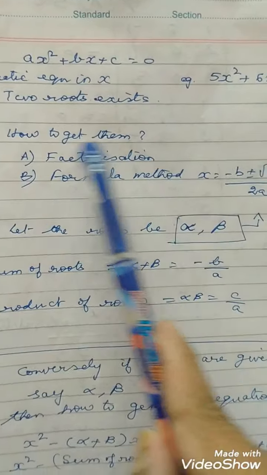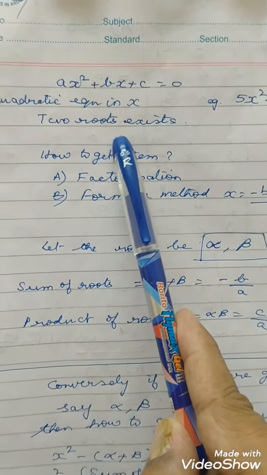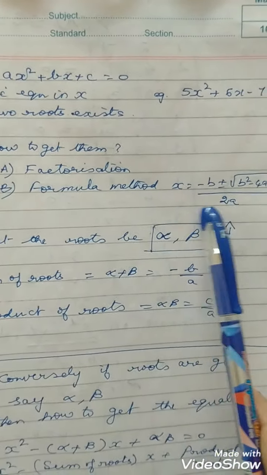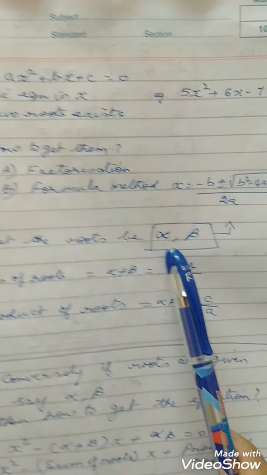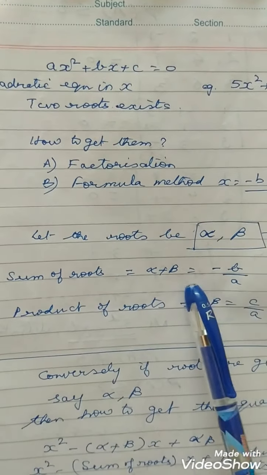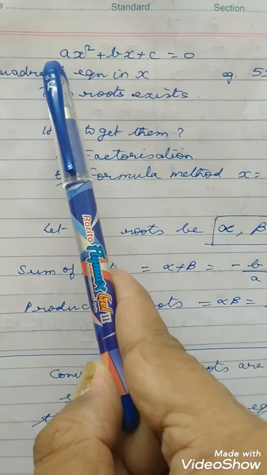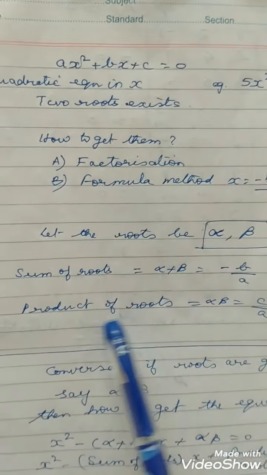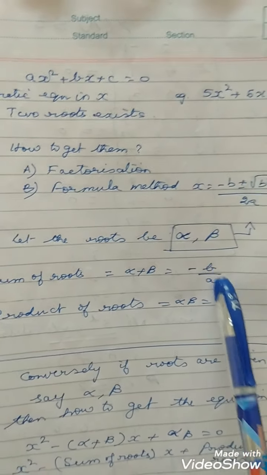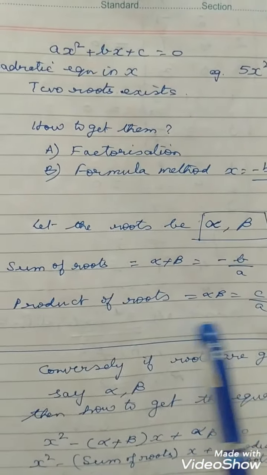So far what have we discussed? A quadratic equation in x, so therefore you must have two roots. There are two methods of getting it, factorization as well as the formula method. Let's assume that the two roots are alpha and beta. So what would be the sum of the two roots? The formula is minus b by a. You can also remember it this way: minus the coefficient of x by the coefficient of x squared. And the product of the two roots, alpha into beta, will be equal to the constant term divided by the coefficient of x squared. That's going to be the first part.